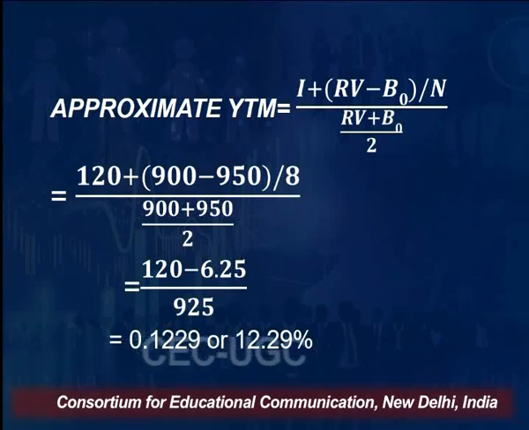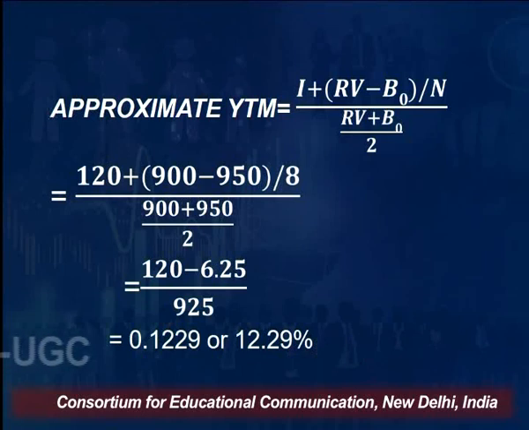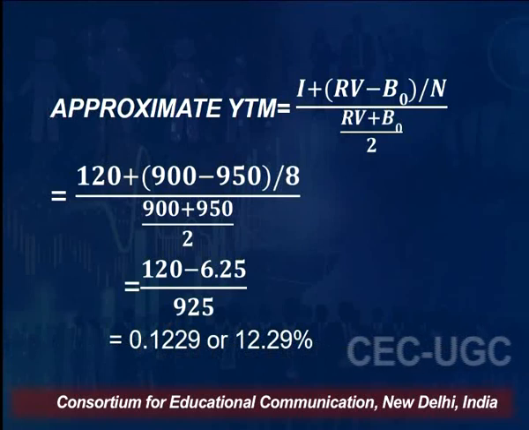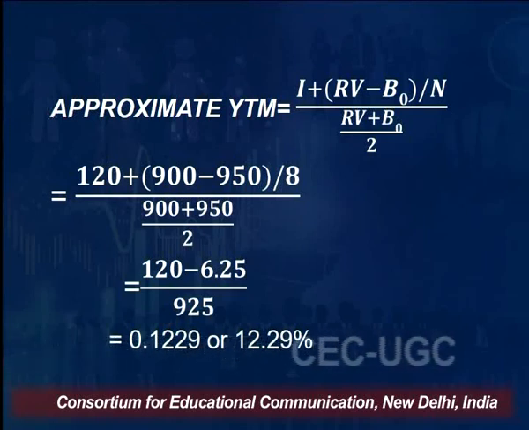But if we want to find out the exact YTM, you will find that YTM will be somewhere between 12% and 13%. Because the thumb rule is that if the bond is available at a discounted price, then normally the YTM is greater than the coupon rate, that is 12%. It will be more than 12%.